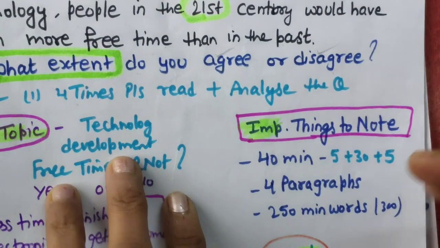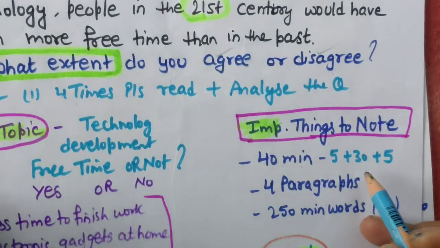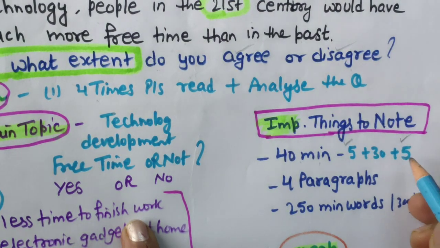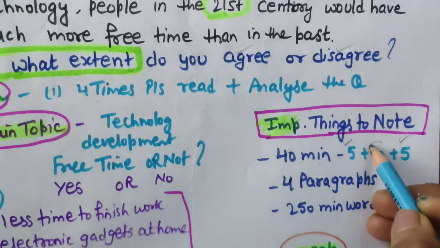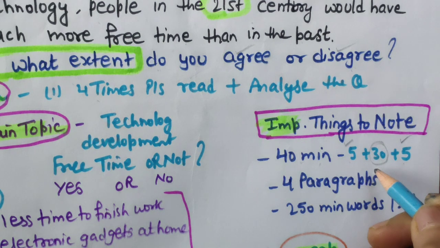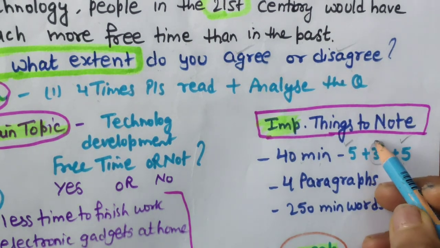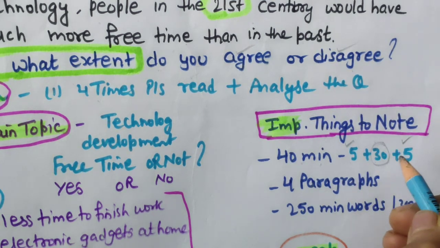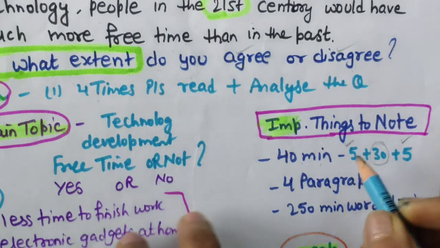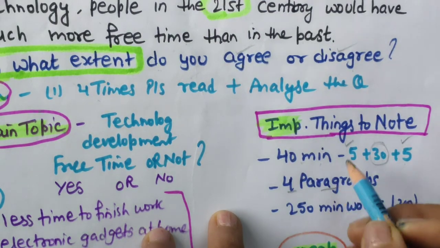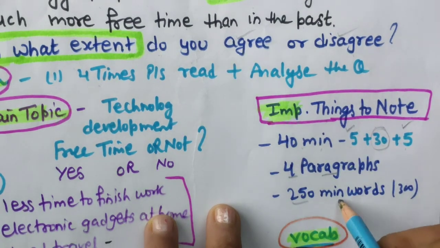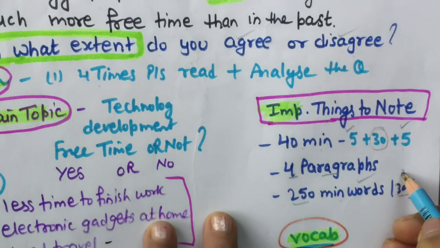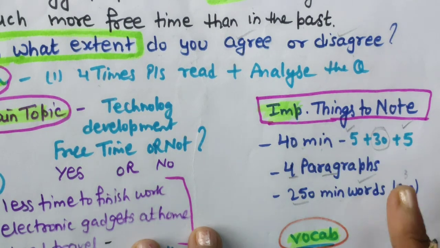You will get some important points to note. First, please look at this. You will get 40 minutes. In 40 minutes, the first 5 minutes you will be doing planning, and in the last 5 minutes you will be rereading, that means proofreading, your essay. Within the remaining 25 or 30 minutes you can spend on the writing part. Here you also need to take care of clear writing. As you know, there are 4 paragraphs in an IELTS essay, and the minimum is 250 words. A good essay will definitely have 300 or 350 words.